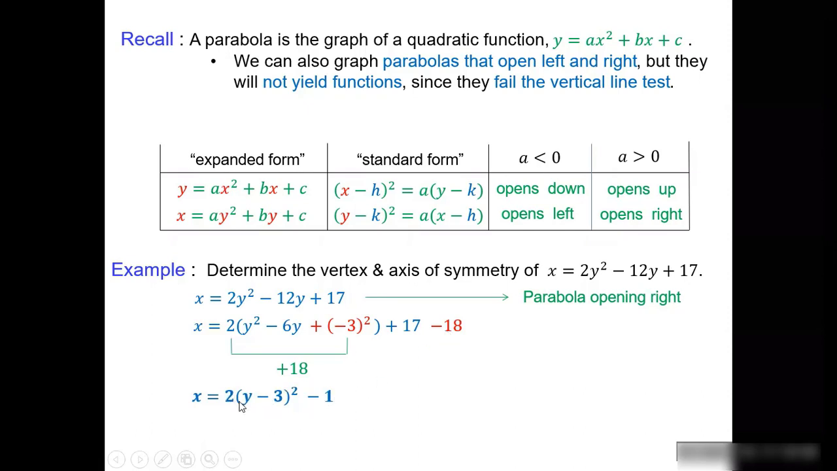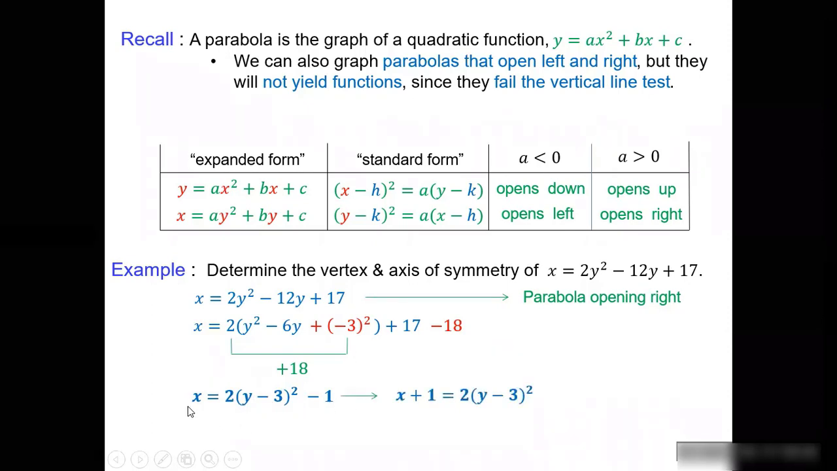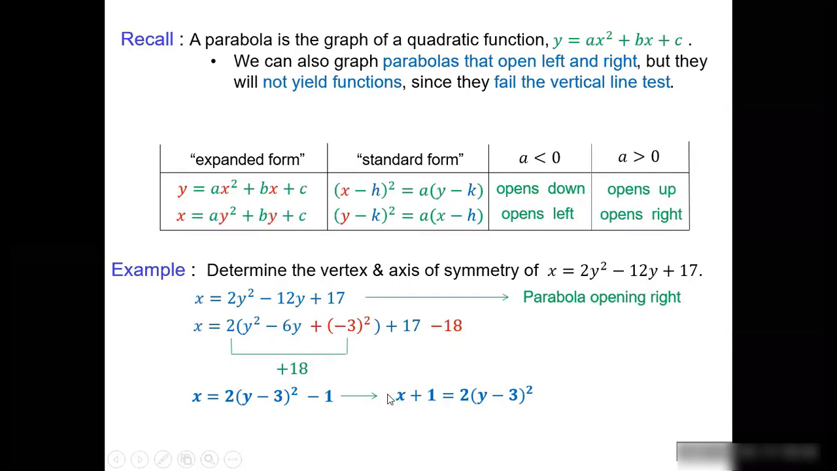Now this form right here is not actually standard form because the squared quantity is not alone. So my goal here is to get y minus 3 quantity squared by itself. The first thing we should do is add 1 to the other side. But notice the y minus 3 quantity squared needs to be alone, so we need to divide by 2, which is the same thing as multiplying the left side by 1/2.